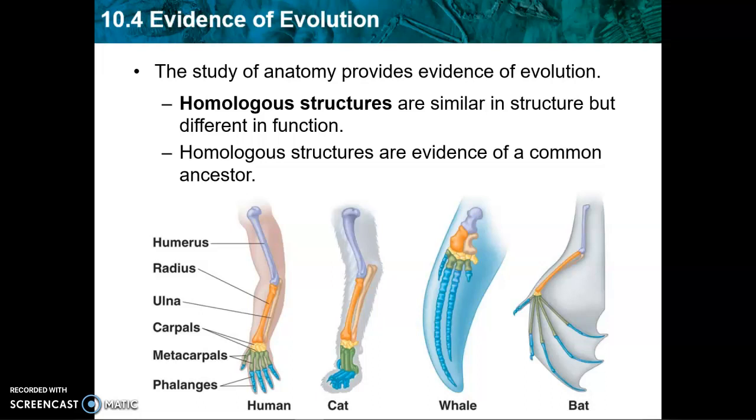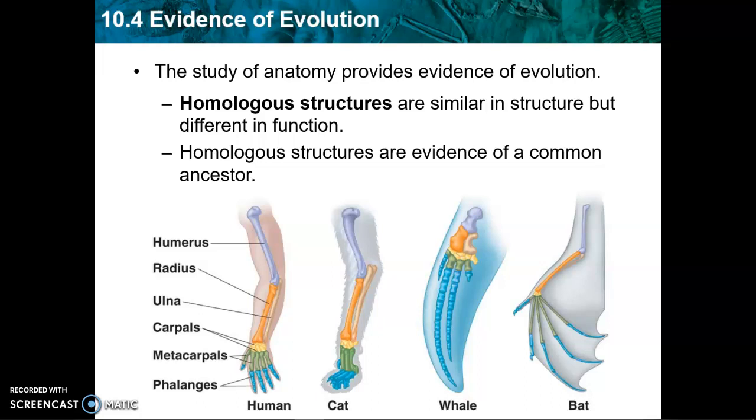We can also look at the anatomy of not just embryos, but adult versions of the organisms. And one of our types of anatomical structures that's really important evidence for a common ancestor is what we call a homologous structure. Homologous structures are structures of an organism that are very similar in the way they're put together. The actual bone structure itself is very similar, even if the function is different. So what that would suggest is that there was a common ancestor.